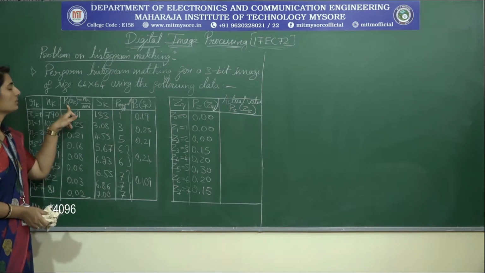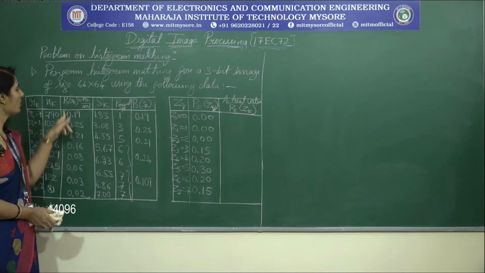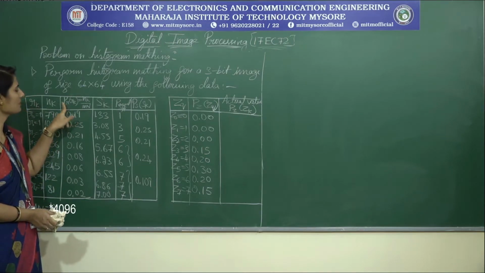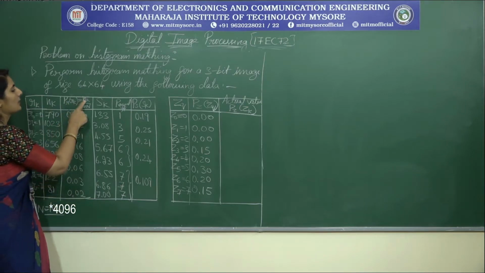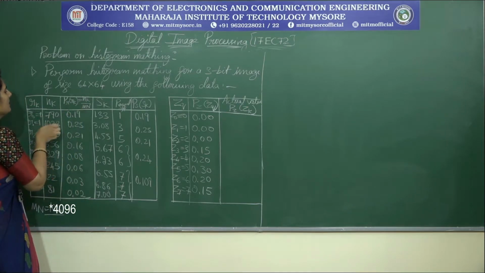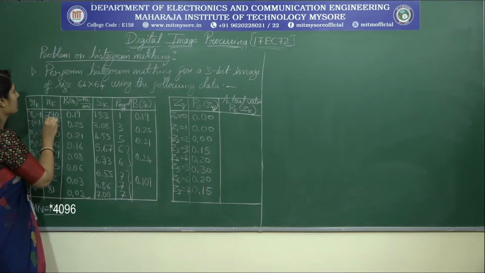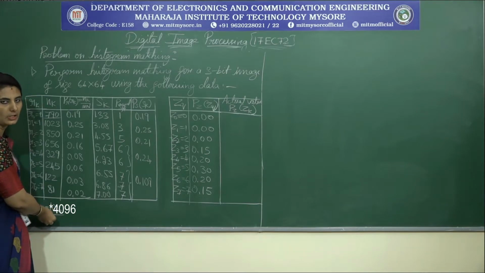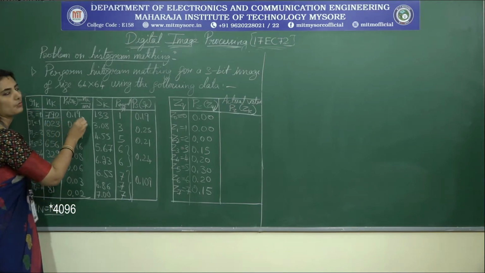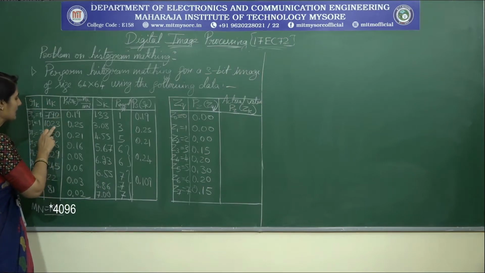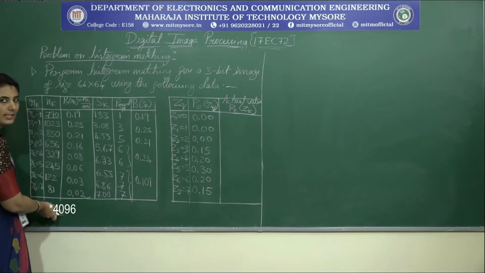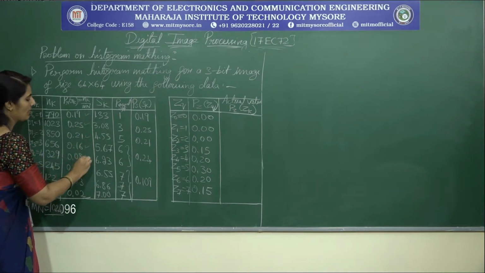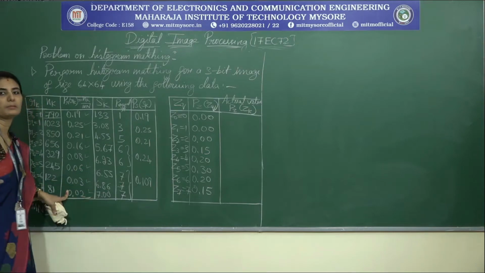Next we need to find the normalized histogram. Already in my previous class I told you how to find this normalized histogram, PR of Rk, which is equal to Nk by MN. That means Nk for this one is 790 divided by the total number of pixels in this image. This gives 0.19. Similarly, each Nk value is divided by the total number of pixels, which results in the normalized histogram values as written in column number 3.